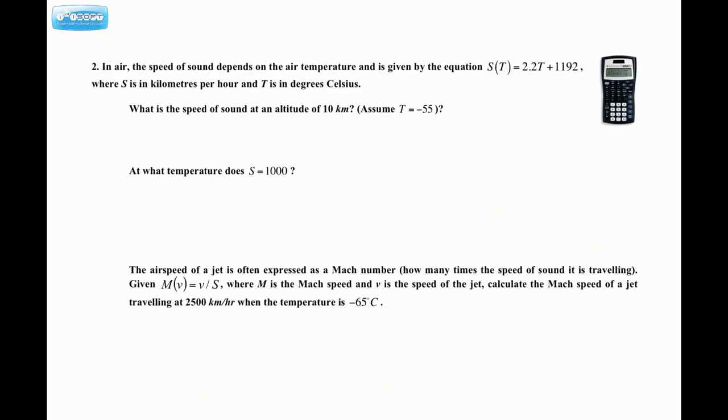All right, for this next example, notice I have a calculator here, so I am going to be using one. So this says, in air, the speed of sound depends on the air temperature and is given by the equation S of t equals 2.2t plus 1192, where S is in kilometers per hour, so S, I guess, for speed of sound, and t is your temperature in degrees Celsius. Okay, so depending on what temperature it is outside, that actually has an effect on how fast sound can travel.